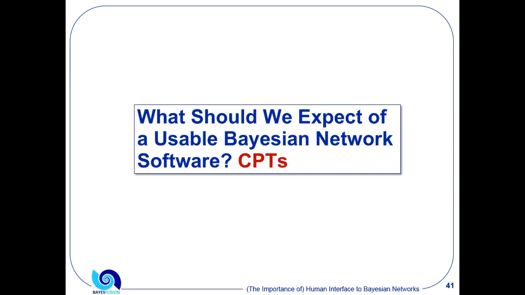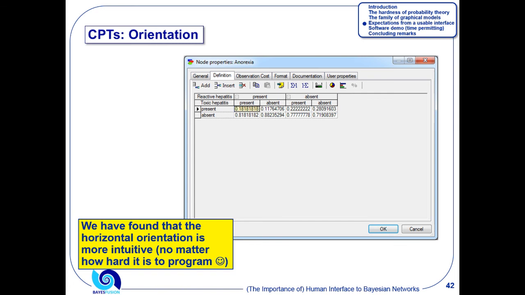A few slides on CPTs, because this is one of the difficulties in Bayesian networks interfaces. We found that horizontal orientation is much more intuitive to people. There's software with horizontal and vertical. I suspect vertical tables are much easier to implement in the GUI, but these are more intuitive. No matter how hard it is to program this, to code, this should be done, I think.